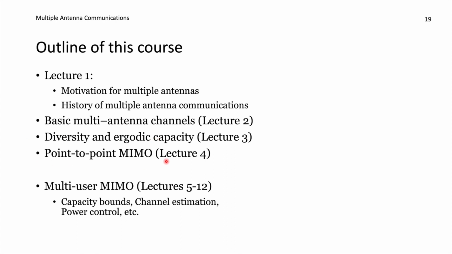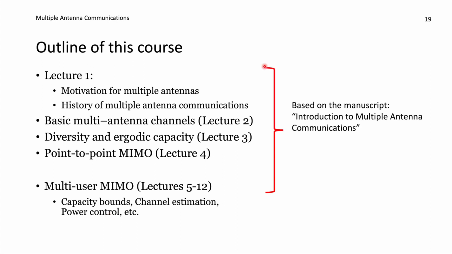Then we will look at the point-to-point MIMO channel in more detail, and then the rest of the course will focus on the multi-user MIMO scenarios, talking about things like capacity bounds, channel estimation, power control, and go into all of the nice details on how to do this in practice. The first part of the course is covered by a manuscript called Introduction to Multiple Antenna Communications, and the rest is based on the book Fundamentals of Massive MIMO. And there is some overlap when it comes to the beginning of multi-user MIMO between these 2 different texts.